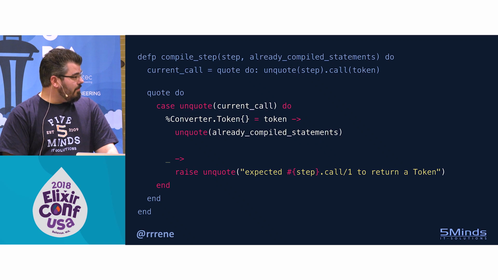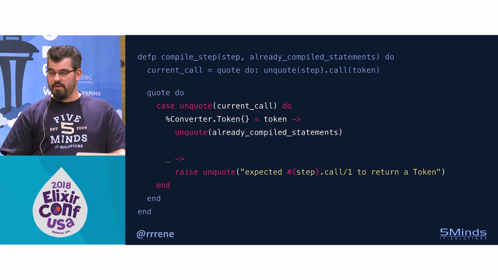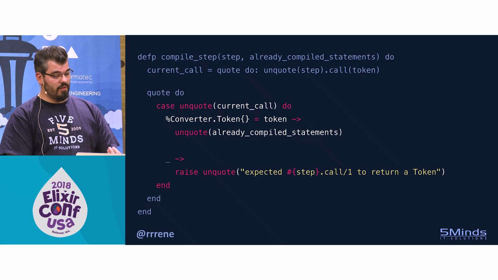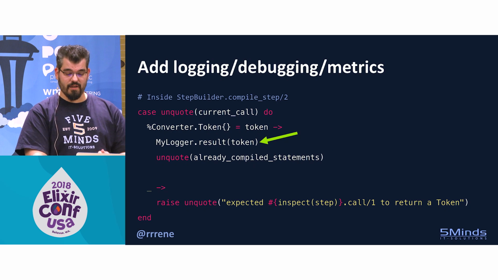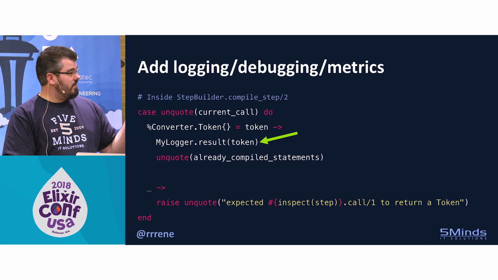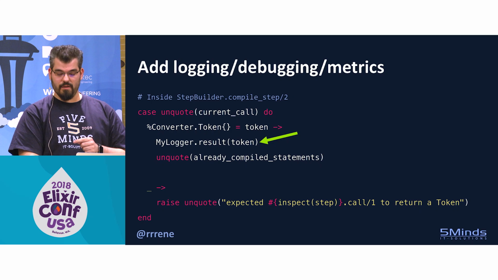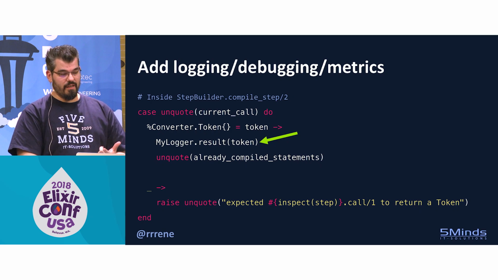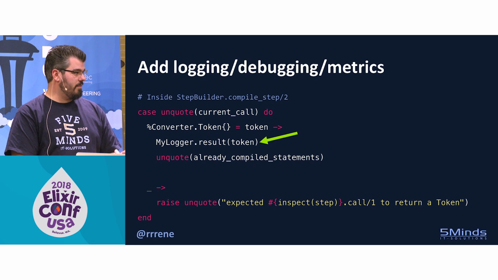If we look at our compile step function again, we can generate any source code we want here by modifying the case statement inside the quote block. So for example, we could add special logging to the results of each step. We can add it right here after the token has been returned from the current step and before the already compiled statement are unquoted. We could use a similar approach to add debugging capabilities or record metrics of the execution speed of each step in production.